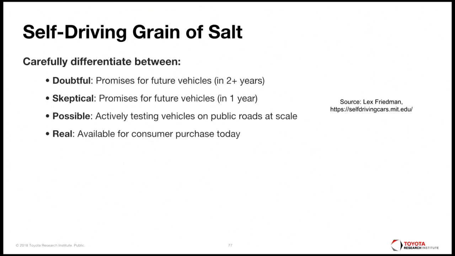But you have to remember that, for instance, Google in 2009 were already doing something like 100,000 miles or something like this. Because something is happening today at a small scale in a controlled setting, that is not the end of the road. And real, of course, what you can buy today.